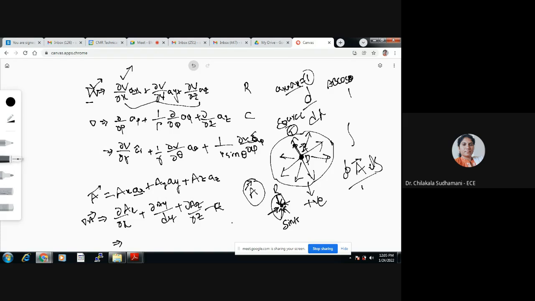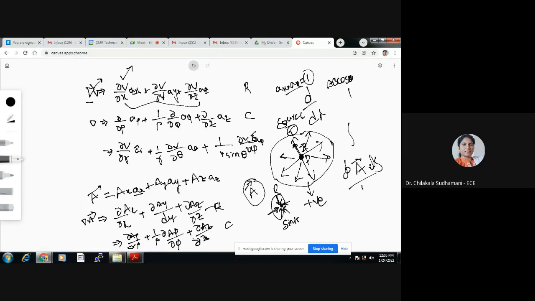If it is for the cylindrical coordinate system, then what will you get? Dou A rho by dou rho plus 1 by rho times dou A phi by dou phi plus dou Az by dou Z. This is for the cylindrical coordinate system. If it is for the spherical coordinate system, what will you get?